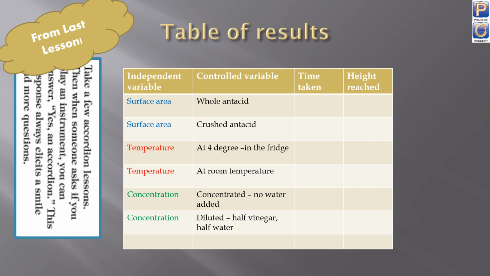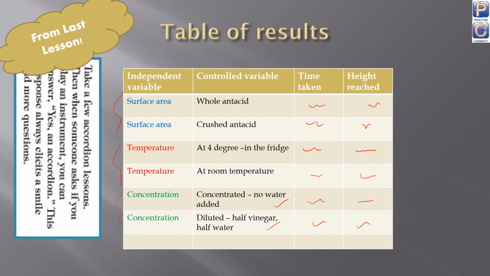So here's our data table from last time. You should have some information written in here. If you haven't got some information from doing the experiment, I suggest you shoot a message to one of your friends and see if they can provide you with the data. So we're looking at the surface area of the antacid, a whole antacid versus a crushed one. We looked at the temperature, so we put the vinegar in the fridge versus at room temperature. And we looked at the concentration of it, as in just straight vinegar was the first one, and then diluted half and half with water in the second one.